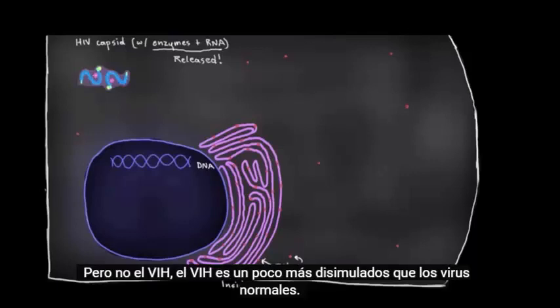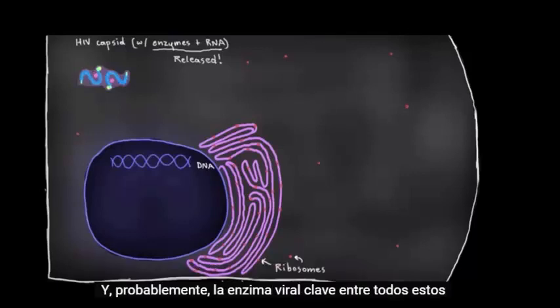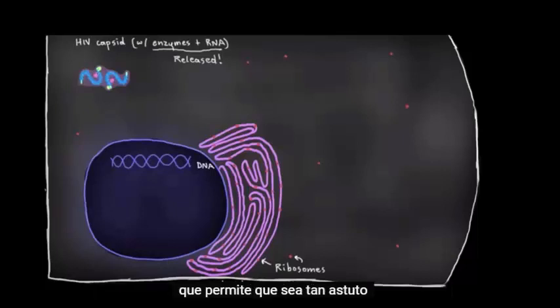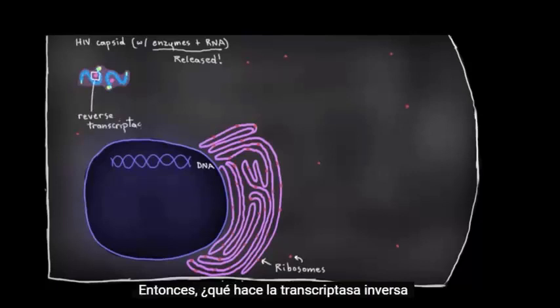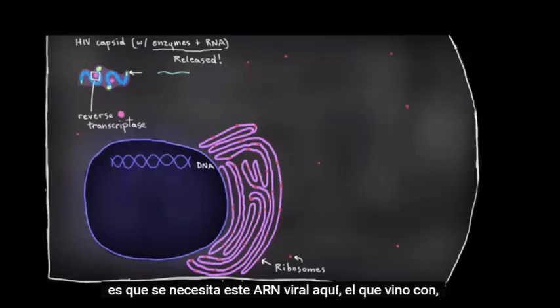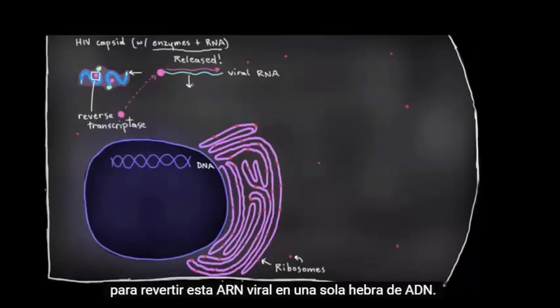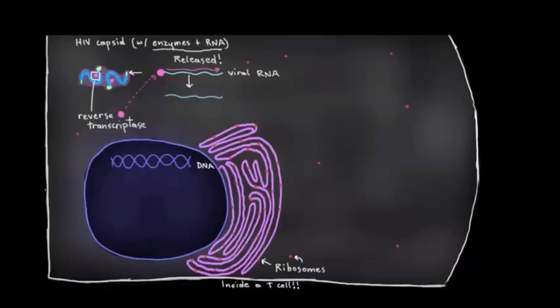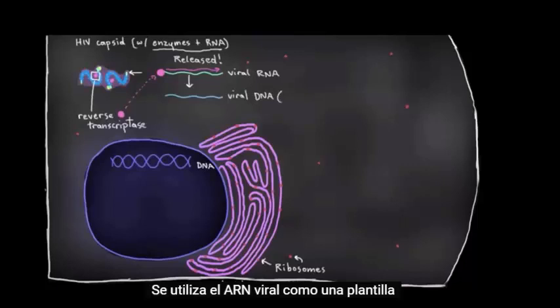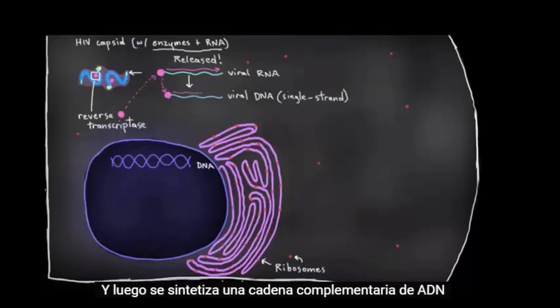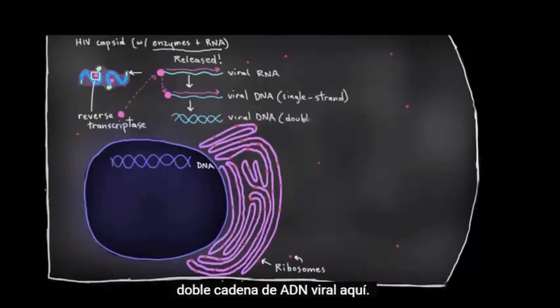But not HIV. HIV is a little sneakier than normal viruses, and probably the key viral enzyme among all of these that allows it to be so sneaky is this reverse transcriptase enzyme. So what reverse transcriptase does is it takes this viral RNA here, the one that came with, and it uses some of our nucleotides that are floating around in the cytoplasm to revert this viral RNA into a single strand of DNA. It uses the viral RNA as a template to synthesize a strand of DNA. And then it synthesizes a complementary strand of DNA for the single strand. So we end up with some double-stranded viral DNA here.